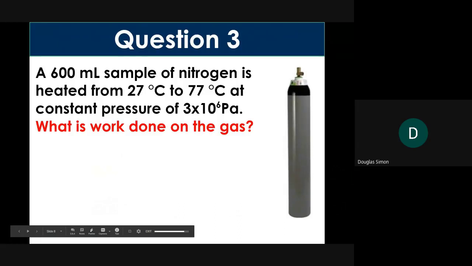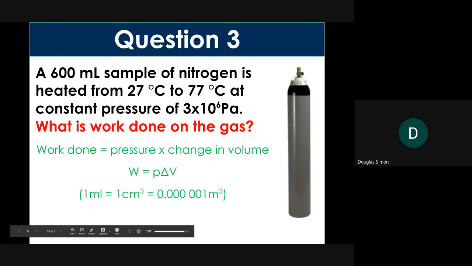So what do you need to do? You need to, of course, use this equation. Work done is pressure times change in volume. What is the change in volume? Well, we worked that out in question 2. Actually, we worked out the new volume in question 2, which was 714 milliliters. The change in volume is 114. And the pressure, it tells you, is a constant pressure, 3 times 10 to the 6.